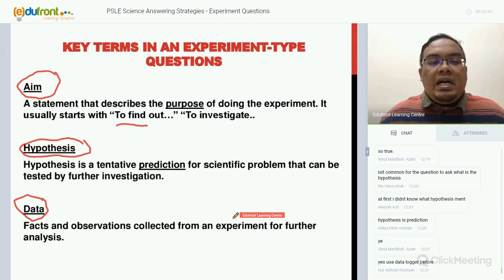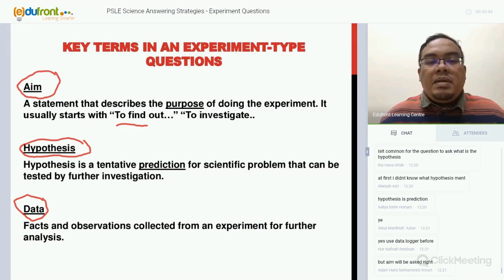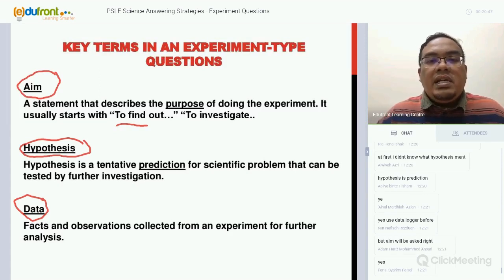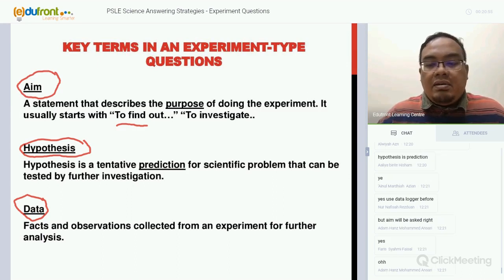Okay, so facts and observation collected from experiment for further analysis, right? So data can be many things, right? Light, heat, temperature, okay, height, right? That you have learned in your syllabus, okay.